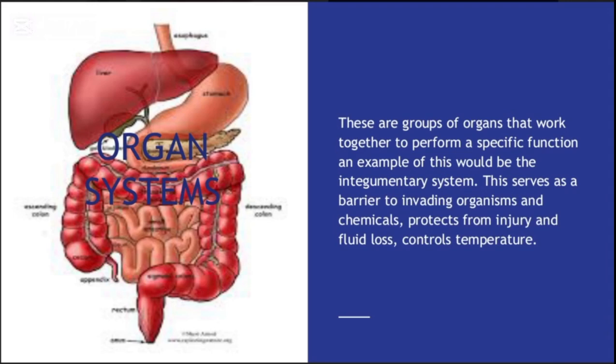And so the next part of our hierarchy of organization is going to be the organ systems. Groups of organs that work together to perform a specific function. An organ system is made up of groups of organs that work together to perform a specific function. An example will be the integumentary system. And this system acts as a barrier to invading organisms and chemicals, and it protects us from injury and fluid loss and helps us to control our temperature.